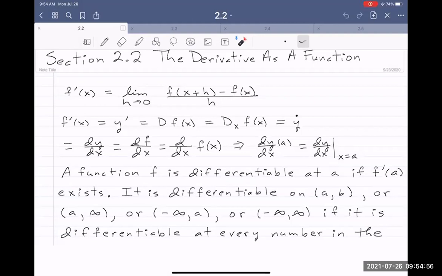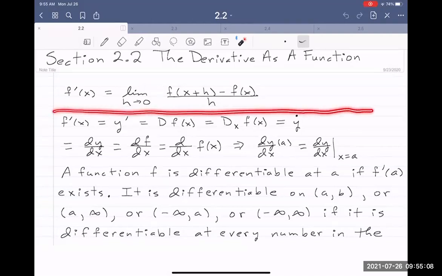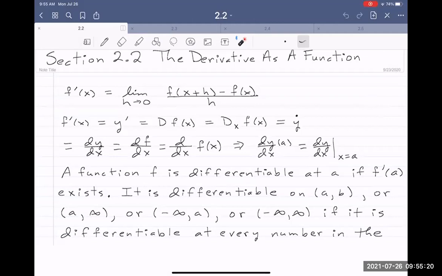Since it's defined at every point, I can think of a derivative as a function. So let f prime of x equal the limit as h approaches 0 of f of x plus h minus f of x, all divided by h. So let me give you some notation.